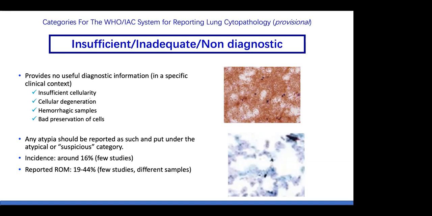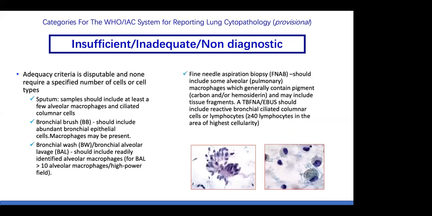The incidence is around 16%, but there are few studies, and the reported risk of malignancy is quite variable, between 20 to 40%, with few studies using different samples. One of the problems of this category is that there are no criteria for what is adequate in lung cytology. There are no criteria of adequacy.